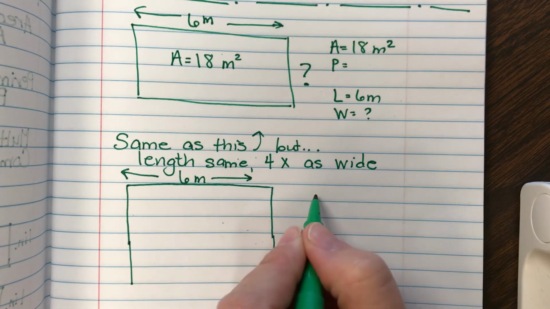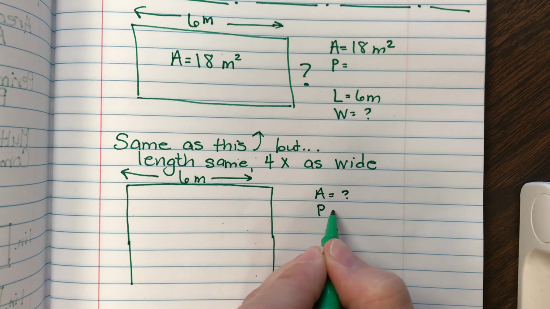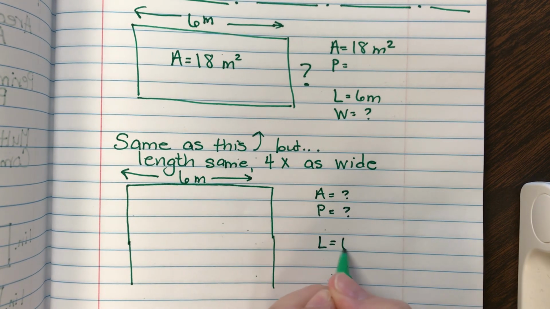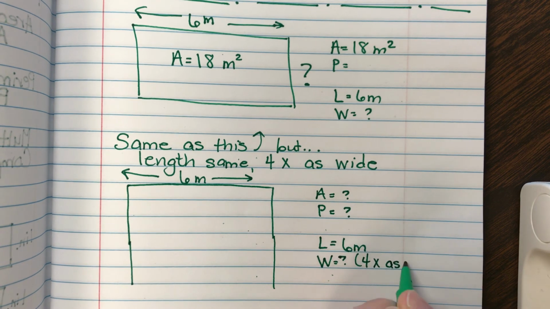So the area for this one, we don't know. The perimeter, we don't know. The length we know is 6 meters. The width we don't know, but we do know that it's 4 times as wide as her first mural.